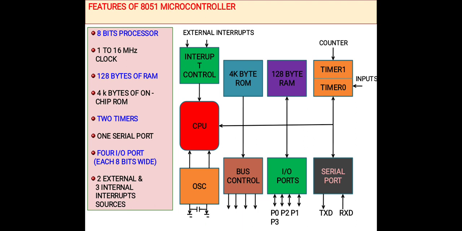CPU has 8-bit processor, one oscillator that is used to generate clock frequency of 1 to 16 MHz, 128 bytes of RAM, 4K bytes of on-chip ROM, 2 timers for timing in computing process, 1 serial port having TXD and RXD, TXD for transmitting the data serially and RXD for receiving the data serially. 4 input-output ports P0, P1, P2 and P3, each 8 bits wide, 2 external and 3 internal interrupt sources are the basic features of 8051 microcontroller.